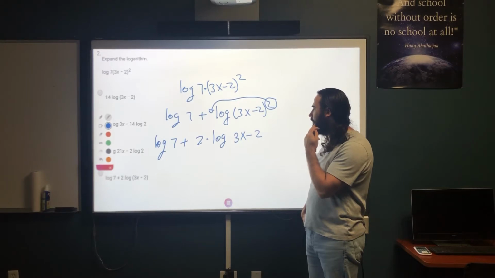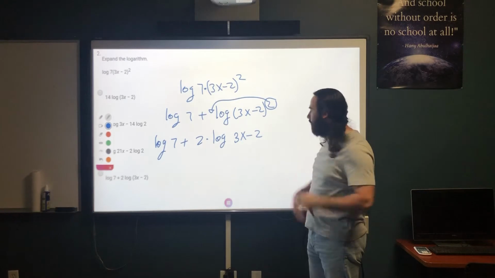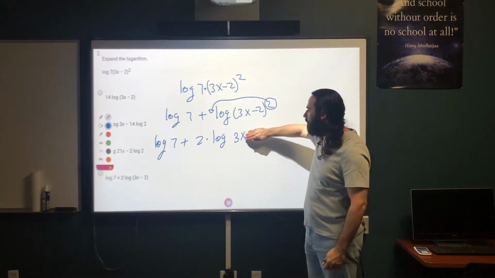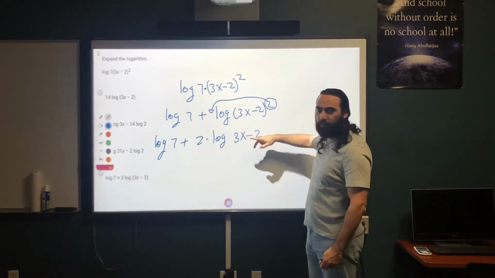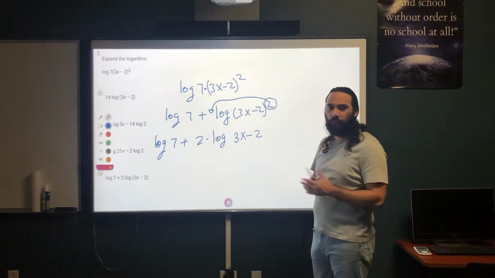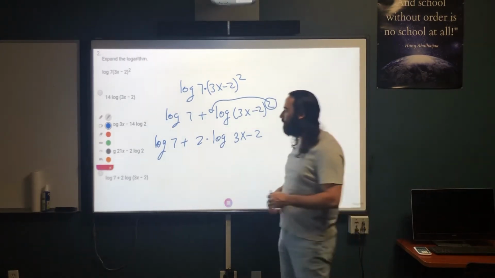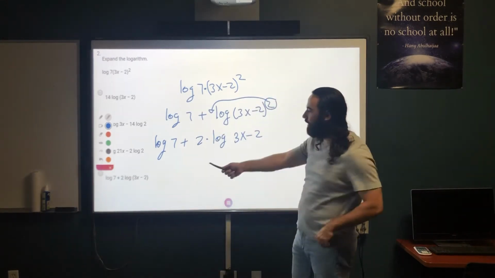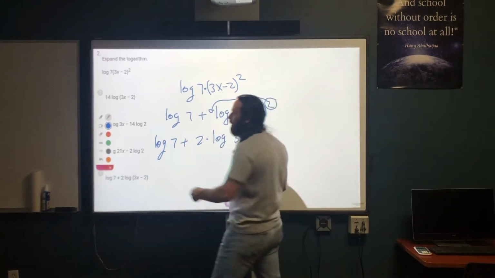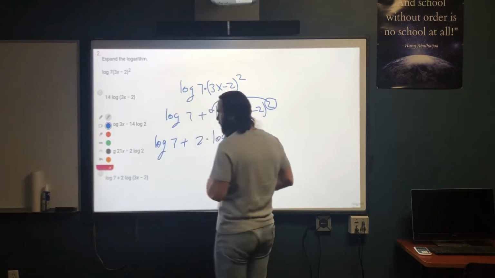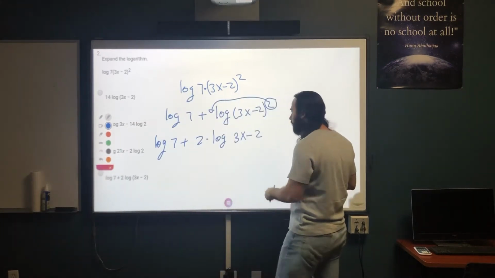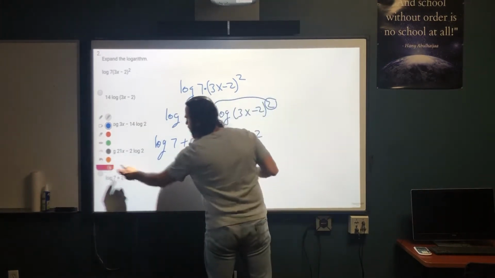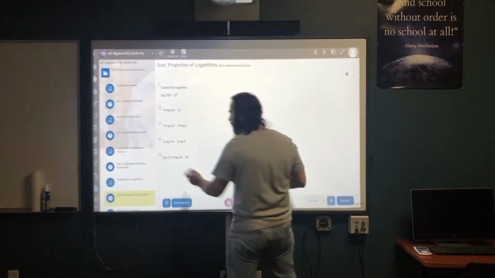We can't simplify it any more, okay? If we just had the log 3x, we could have put log 3 plus log x, but because we have the negative 2, we can't do it. So if you look at the answers, the last one is the answer, log 7 plus 2 log 3x minus 2. And that is it. So let's go to the next one.